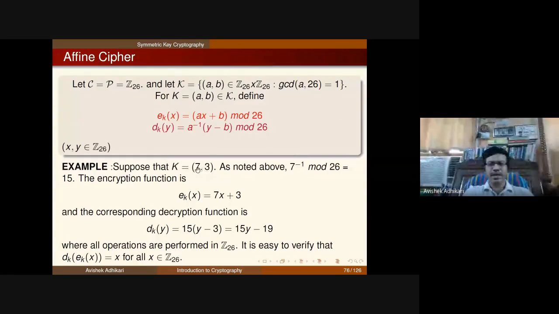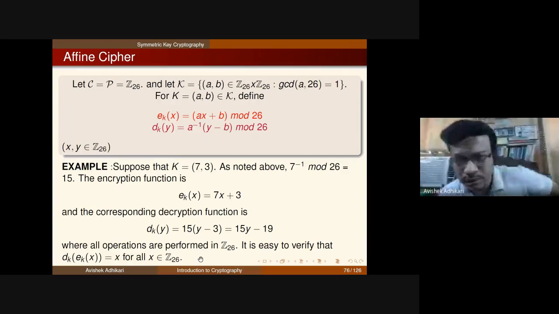For example, suppose you take k equal to (7, 3). Then why have I taken the GCD of a and 26 to be 1? Because I need to take a inverse, right? So a inverse will exist when the GCD of a and 26 is 1. Unless you have the GCD of a and 26 equal to 1, you cannot have the multiplicative inverse in Z26 star. Do you know what Z26 star is? It is the group of units with 26 elements. Okay, so now you can understand. If my key is this, both the sender and the receiver will have the same key. Suppose your message is M. You encrypt it like this, and the decryption is very simple, so you will get the message back.